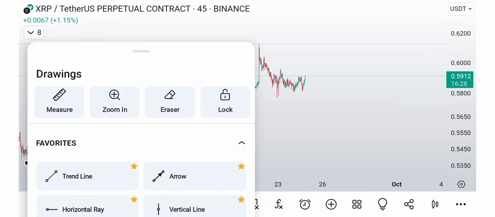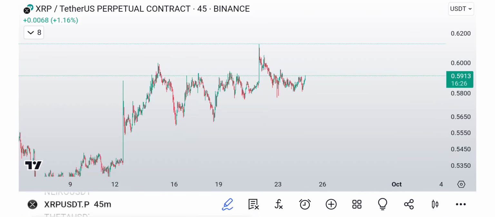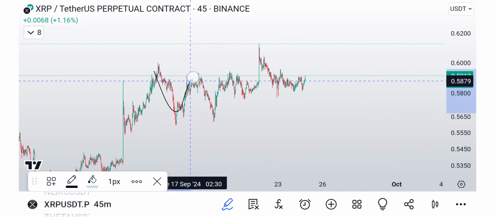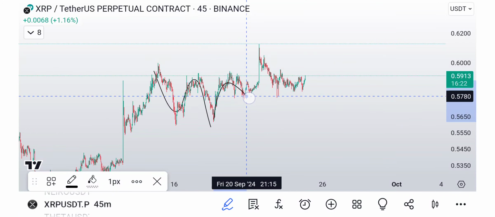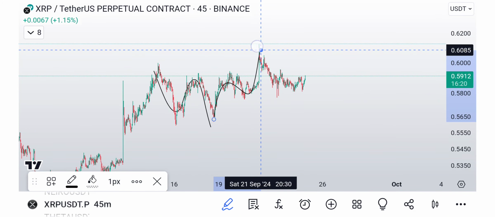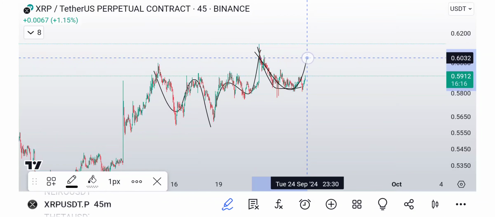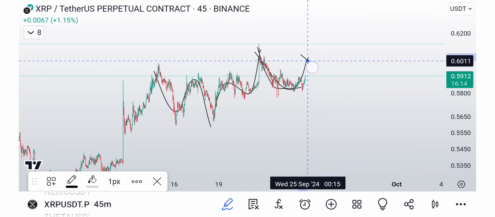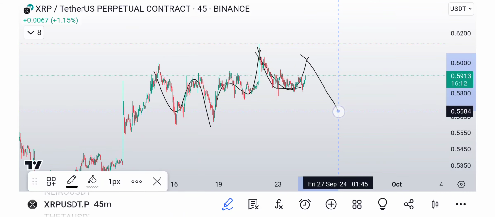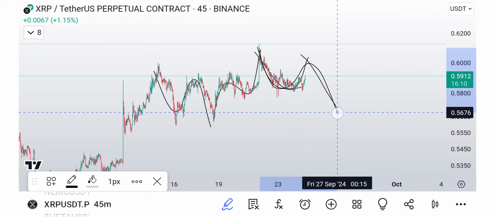Or we have a 3-wave move down, we have a 3-wave move up, and now what are we going to get? We have a 3-wave move. Now we're going to go back up. It's going to feel bullish, but what's going to happen? We're going to come down. So it's going to be a 3-wave move down.